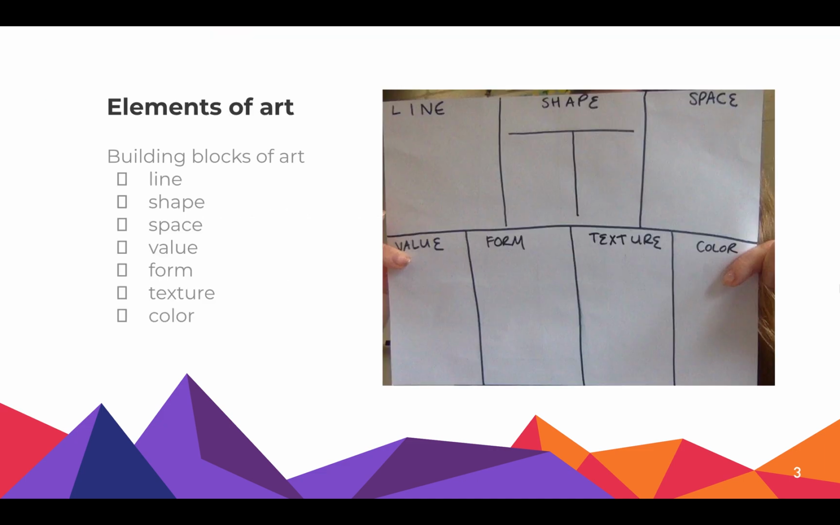Elements of art. We will focus on elements of art today. The building blocks of art are line, shape, space, value, form, texture, and color. If you are taking notes, you will copy the notes sheet that I have on this slide.